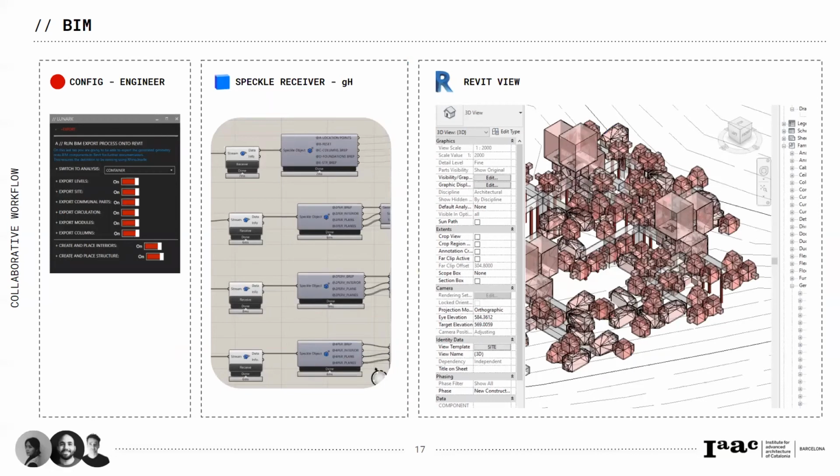So here we can see that in the case it's approved, it gets sent on to Rhino Inside via Speckle and through to Revit to produce the drawings. Go next.